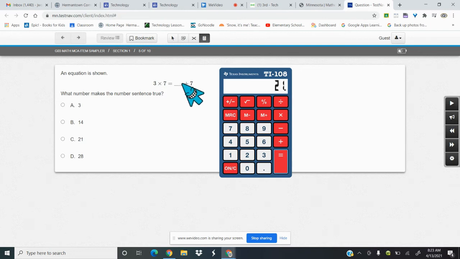And then what plus 7 equals 21? Well, I'll start out with 3 plus 7. 3 plus 7 equals 10. Nope, that's not going to work. 14 plus 7 equals 21. Oh, 14 must be the answer. There we go. Both sides equal 21.